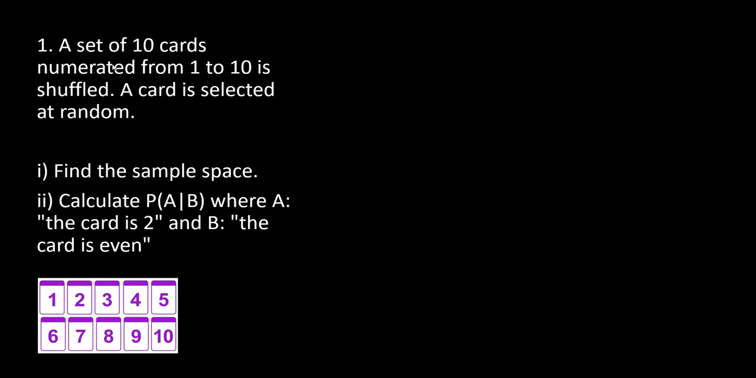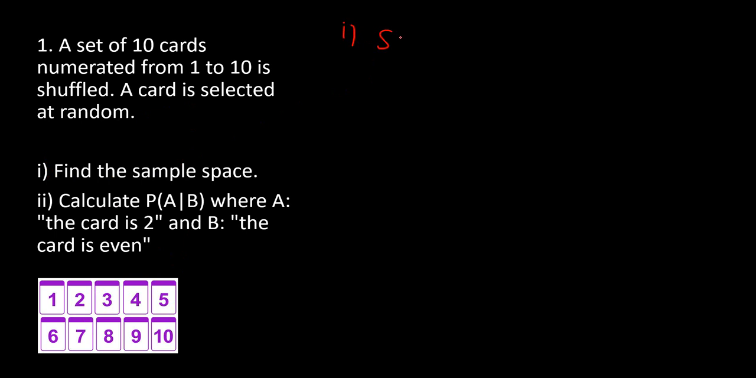Problem number one. What do we have here? We have a set of 10 cards numbered from 1 to 10, and they are properly shuffled. Then we're going to select a card at random. Fine. So we have these 10 cards, right? And the first instruction is: find the sample space.